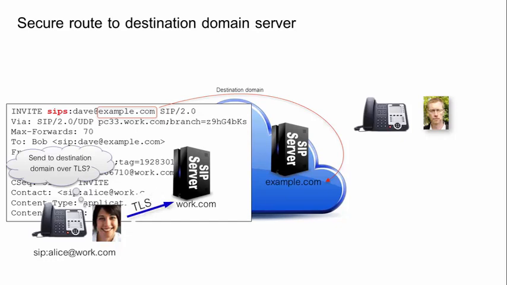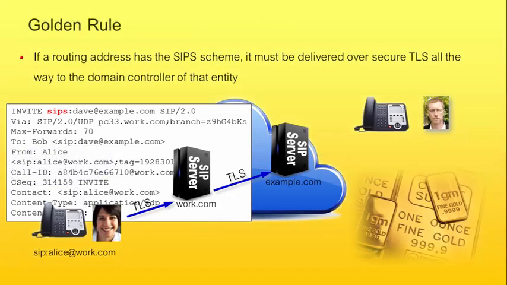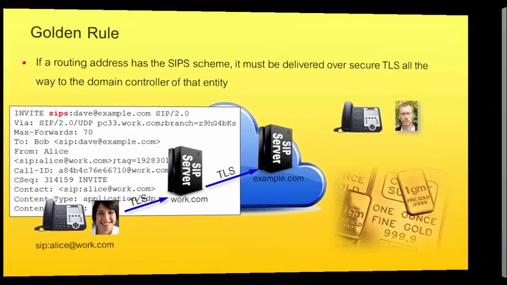Accordingly, TLS is used between the sending user agent client and proxy 1, and between proxy 1 and the destination domain server. Beyond that, well, it's up to the domain server to decide whether to send securely or not. So, another golden rule: if a routing address has the SIPS scheme, it must be delivered over secure TLS all the way to the domain of that entity.